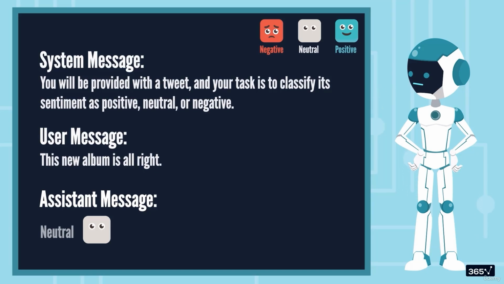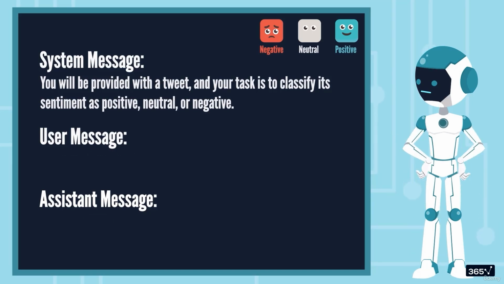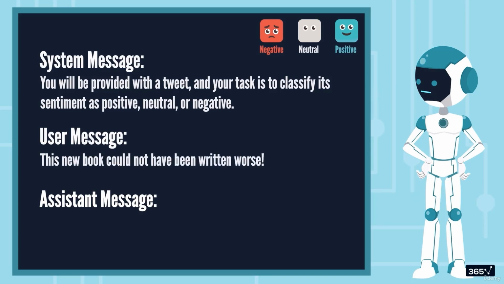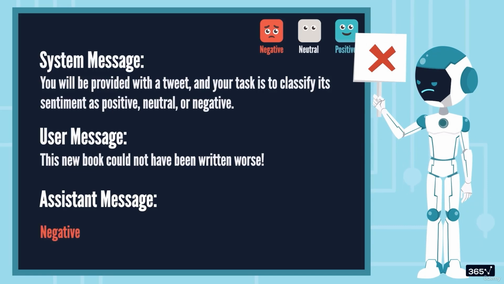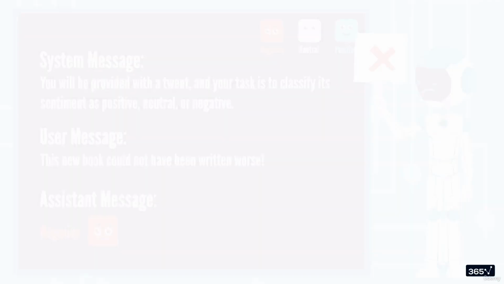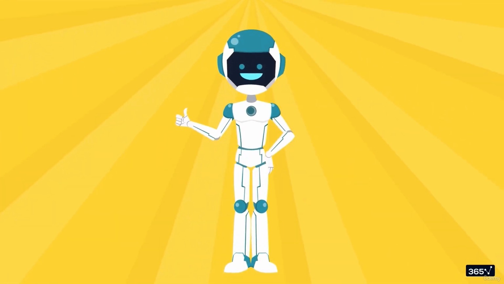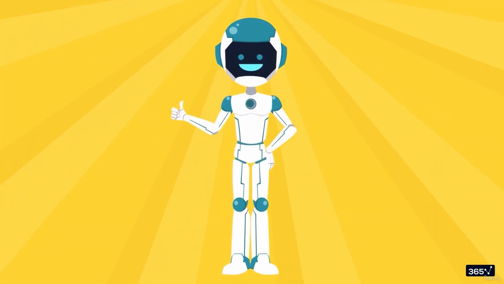Let's now give an example of a negative tweet. I've chosen the following. "This new book could not have been written worse." As usual, an assistant message then describes the sentiment, which, in this case, is negative. The model should now have understood its purpose and the way in which it must answer.